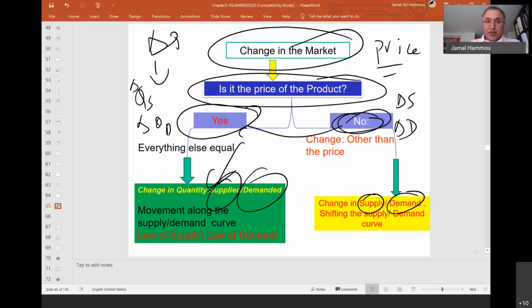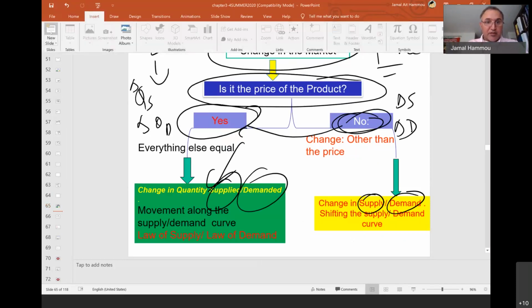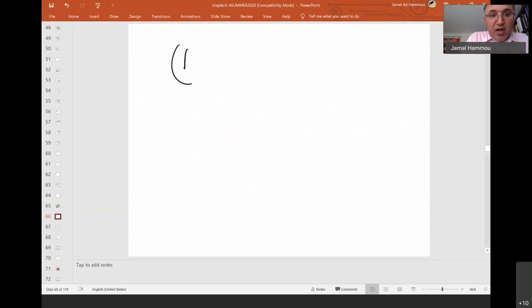So the first thing you want to do is ask, what happens in the market? Is it affecting the supply or demand? This is the process of doing economic analysis using supply and demand. We're going to go through some examples. The first thing you see is what happened. Let's say I'm starting from a point A. We have S0 and D0.